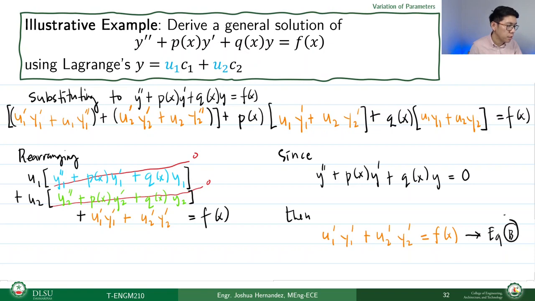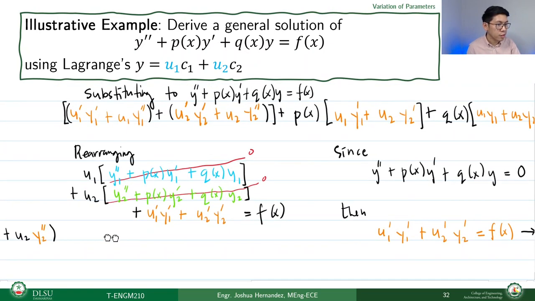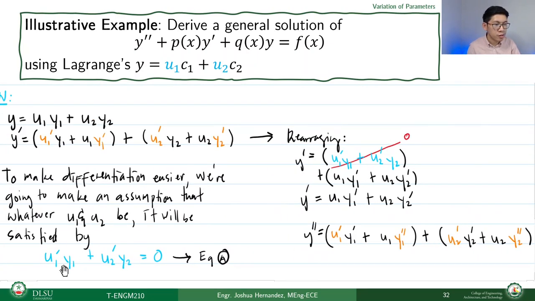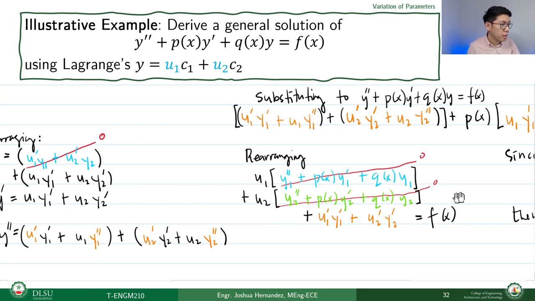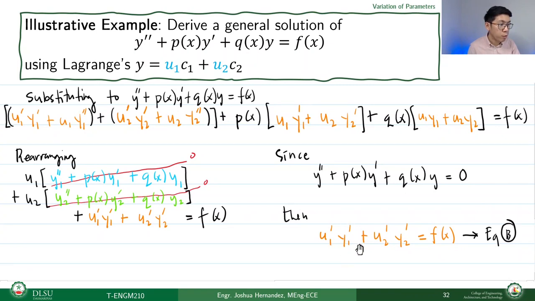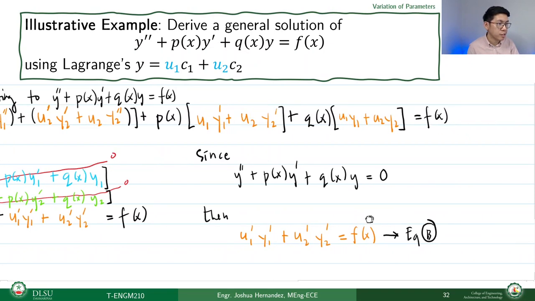Equation B. So, we now have two equations. Equation A, which is the condition we assumed: u sub 1 prime y sub 1 plus u sub 2 prime y sub 2 equals 0. And then our second equation is u sub 1 prime y sub 1 prime plus u sub 2 prime y sub 2 prime equals f of x. Okay? Now, equation A and equation B will form a system of two linear algebraic expressions.